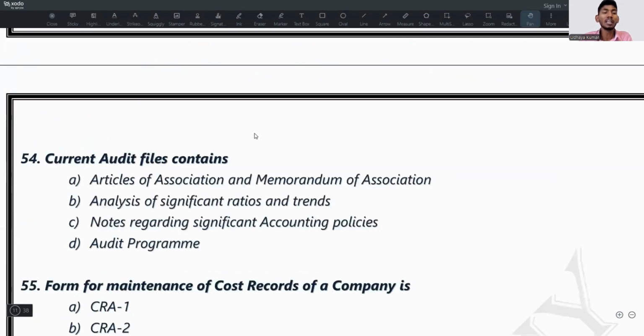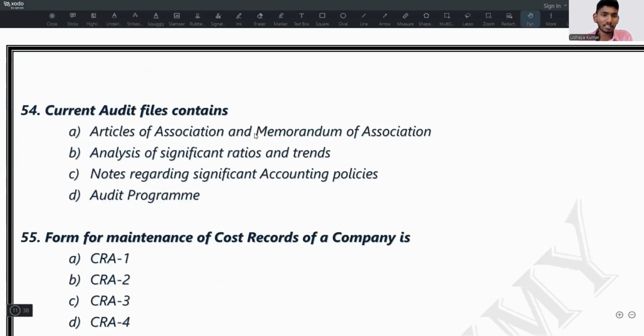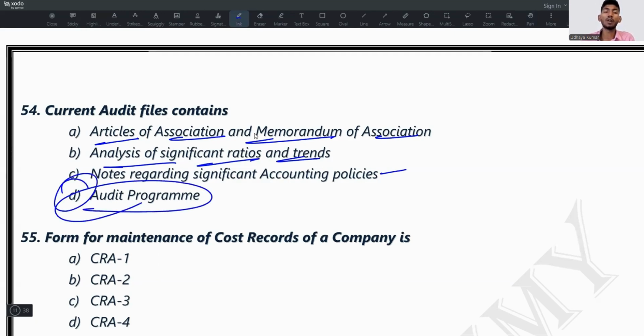Moving to the next question, 54. The current audit file contains what? Articles of association and memorandum of association come under the permanent audit file. Analysis of significant ratios and trends, permanent audit file. Notes regarding significant accounting policies are also in the permanent audit file. Then the audit program. The audit program comes under what? The current audit file. Clear?